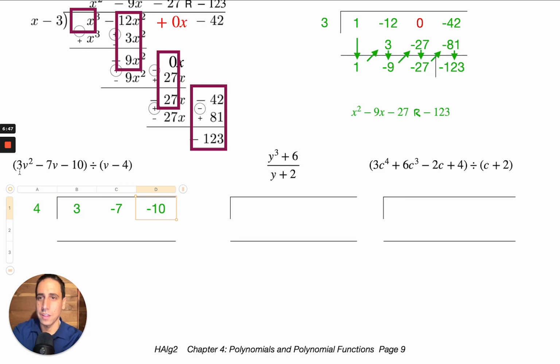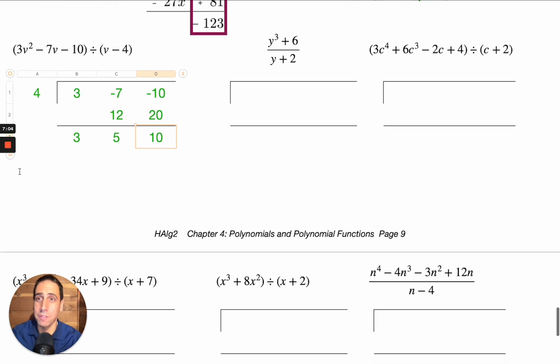All right, let's drop down that 3. Multiply 4 times 3 is 12. Add to get 5. Multiply 4 times 5 to get 20. And then you add vertically to get 10. And there it is. That's all the computations you do. You just have to reinterpret now what this would look like.